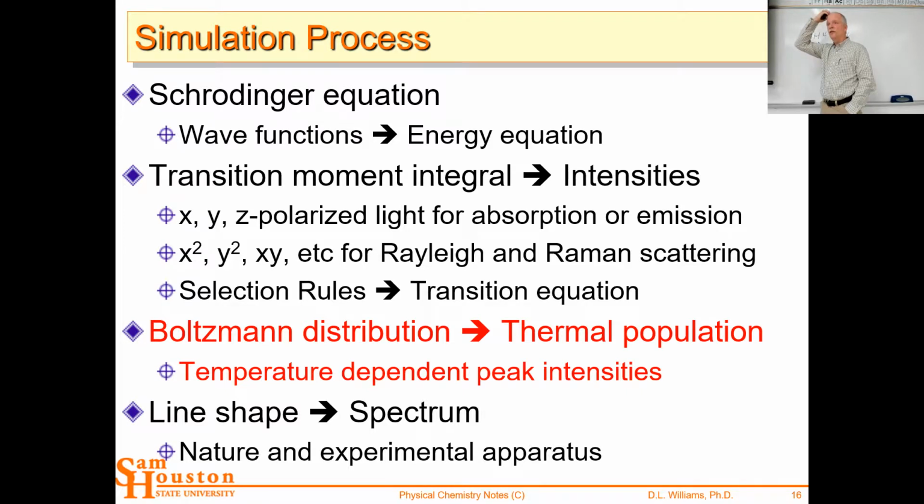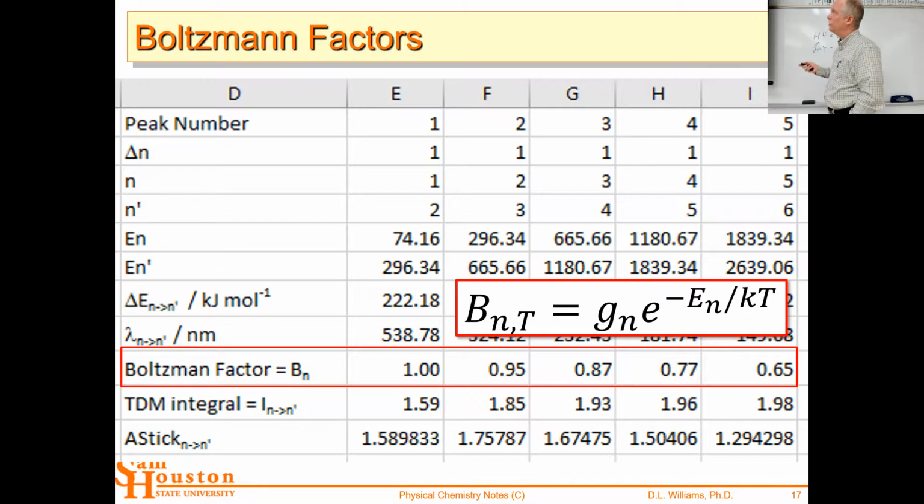That's why you'll see on my spreadsheet it's modeled at 500,000 Kelvin, because I want a lot of hot bands and I want to make the spectrum look interesting. And so this Boltzmann equation is here. It's the degeneracy of the level, which none of our particle in a box energy levels are degenerate, but we might have that in other situations like rotation. And so g_n is 1 for all of these.